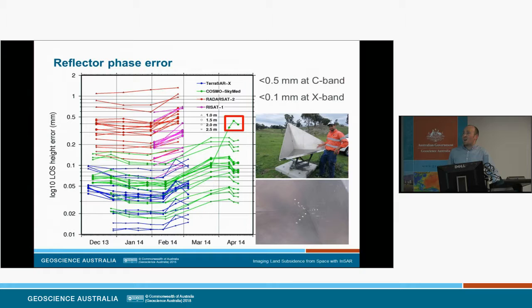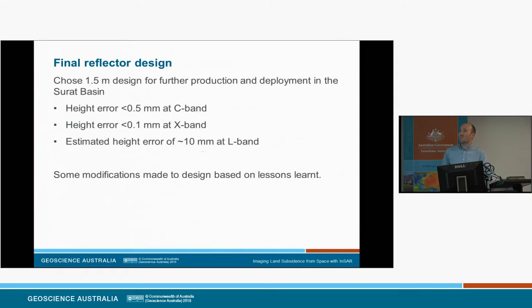So I'm highlighting this just because we learned a lot of lessons during this prototyping, and we actually modified our design to include many more holes and make it much harder for that much guano to appear in the corner reflector to flood the corner reflectors. So the experiment in the end, we found that the 1.5 metre corner reflector was a suitable compromise design for both of our targets, which was deformation monitoring and calibration and validation. And although we didn't have L-band imagery to test the corner reflectors at the time, we could estimate that the height error for this size reflector would be around the 10 millimetre value.